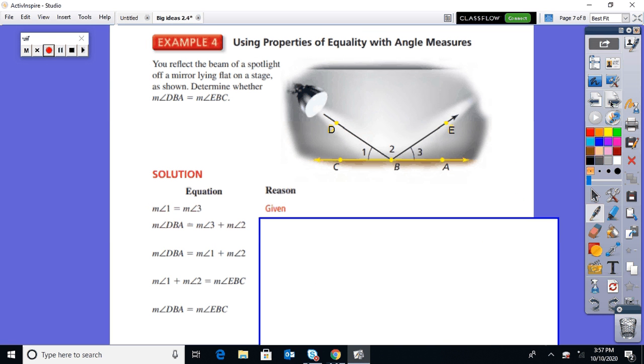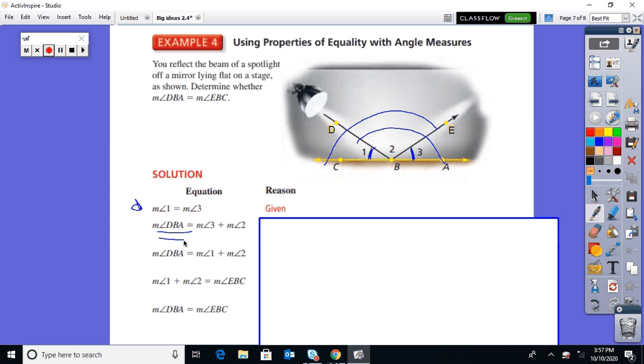All right, so now how are we going to use them? You reflect a beam of light, determine whether DBA, D to B to A, this angle, is equal to E to B to C, this angle. All right, and watch how it flows. First off, start out with a given. We're given that, in this case, and they would have to tell you this step before you'd even start, that angle 1 and angle 3 are congruent. All right, that's cool.